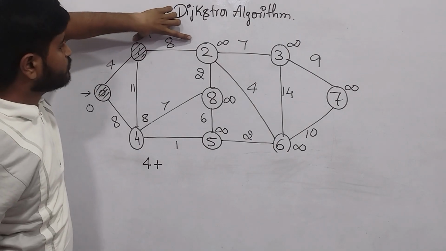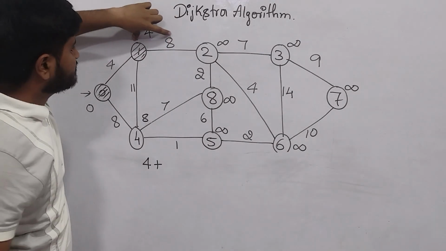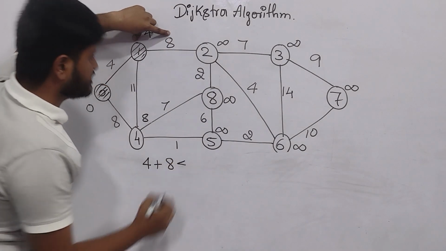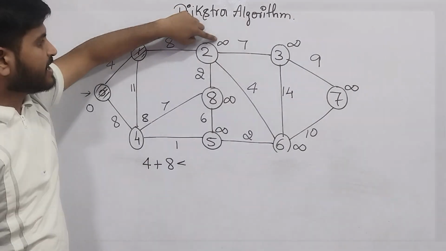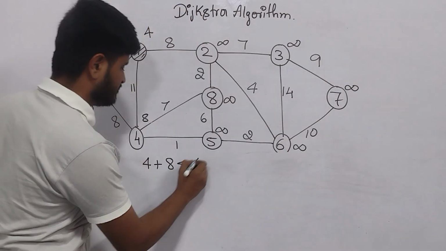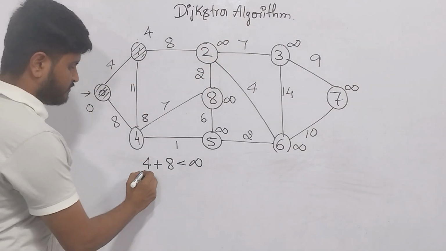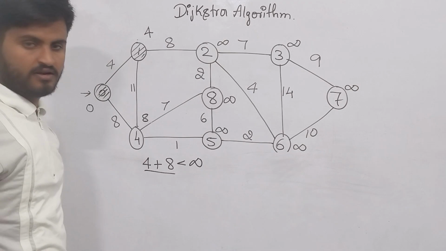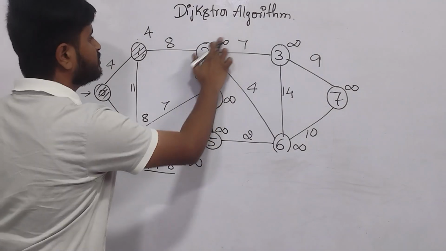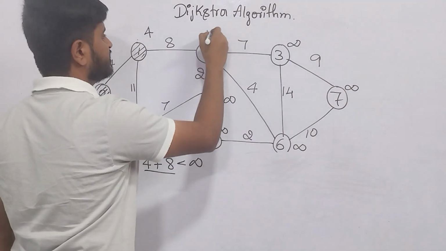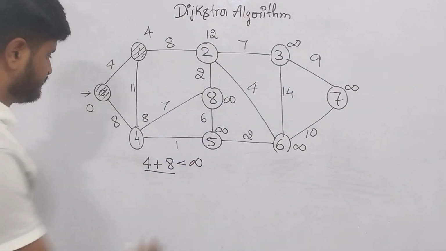From 1, if you want to go to the second node, its cost is 8, which must be less than the initial value of the second node. The initial value is infinity, because we didn't know the value, so we assigned the value as infinity. 4 plus 8 is 12. So 12 is less than infinity. What will you be doing? You will be erasing the infinity and writing the value as 12.